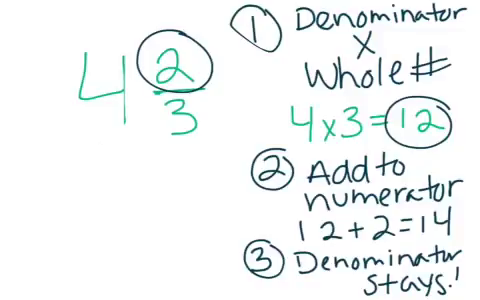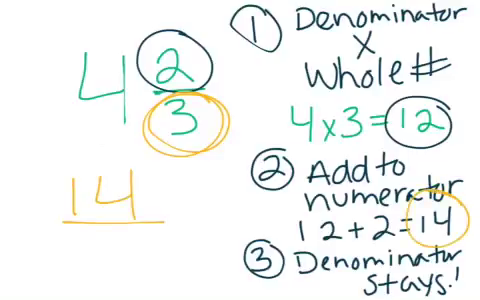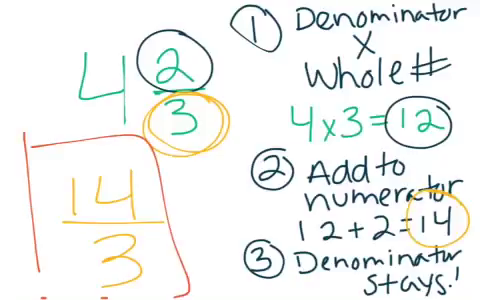Step 3 is to make sure that the denominator stays the same, so this 3 isn't going to change. I take the answer that I just got and put it over that same denominator. Now we have an improper fraction.